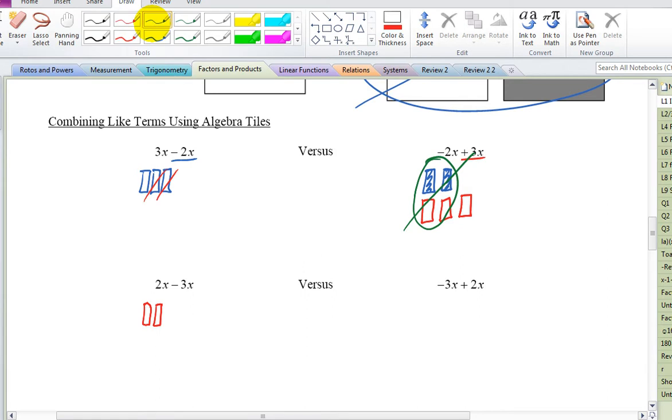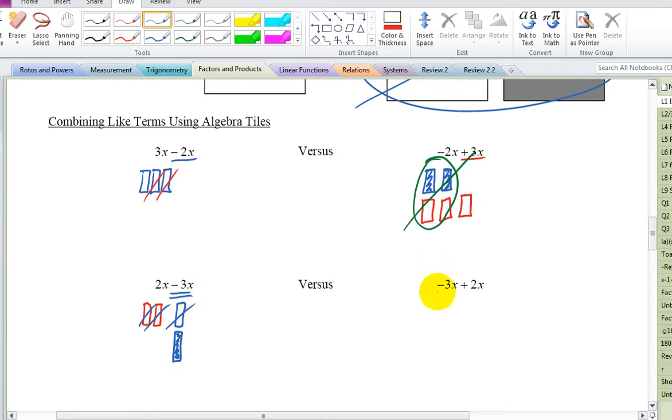So I start with the 2x. That's easy, right? What about this, minus 3x? I can take away two of them, but what do I have to do to take away another one? Well, I have to have another one to take away. So what I do is I put down a zero pair. I haven't changed the value. Add 0, doesn't change, but now I can cross one off. And so now my answer is negative x.